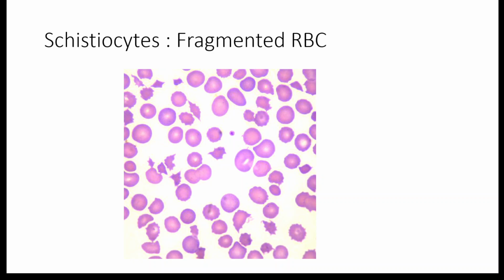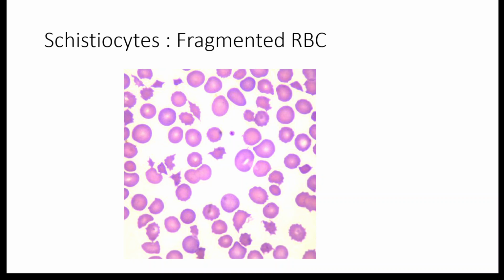Schistocytes. Now, if you look at these RBCs, they're not actually RBCs, but fragmented RBCs. These fragmented RBCs are called schistocytes. The presence of fragmented RBCs in a peripheral blood smear should indicate that there is some element of damage occurring to the RBCs, as in hemolytic anemias.